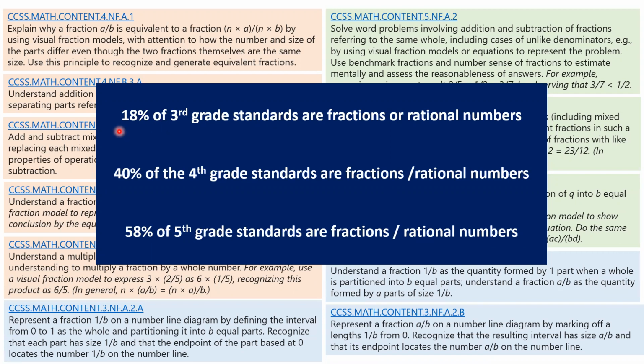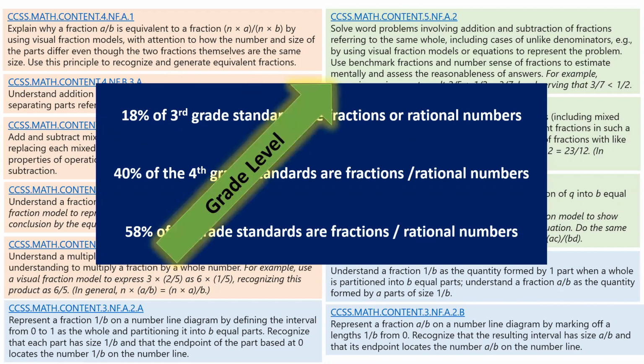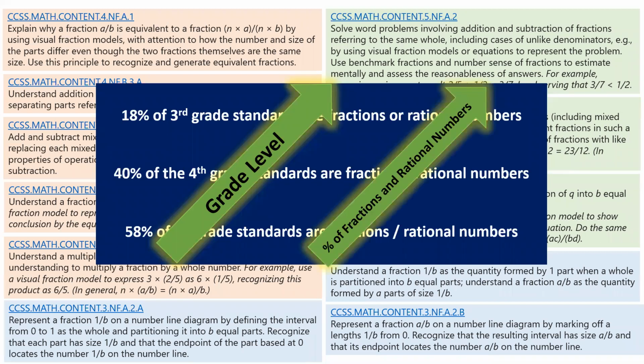So if a student is struggling with third grade standards or even fourth grade standards, and they do not have a solid foundation, by the time they get to fourth grade and fifth grade, all these holes start to show up more and more and more. So now we're going to take a look at a visual that represents what's happening. As the grade level goes up, the percentage of fractions and rational numbers also goes up.